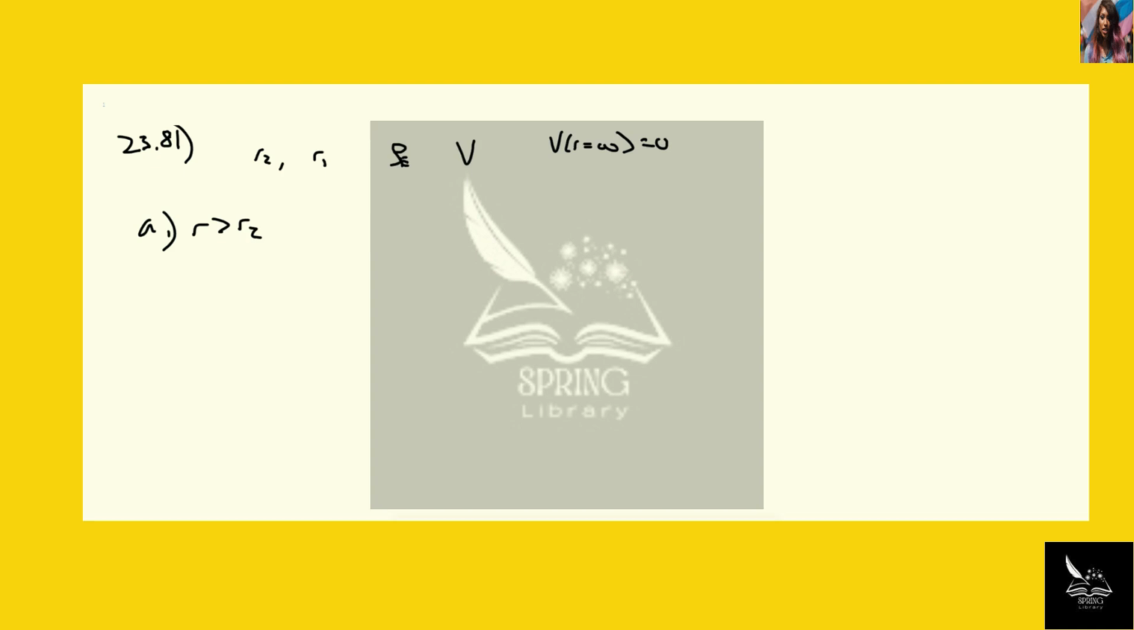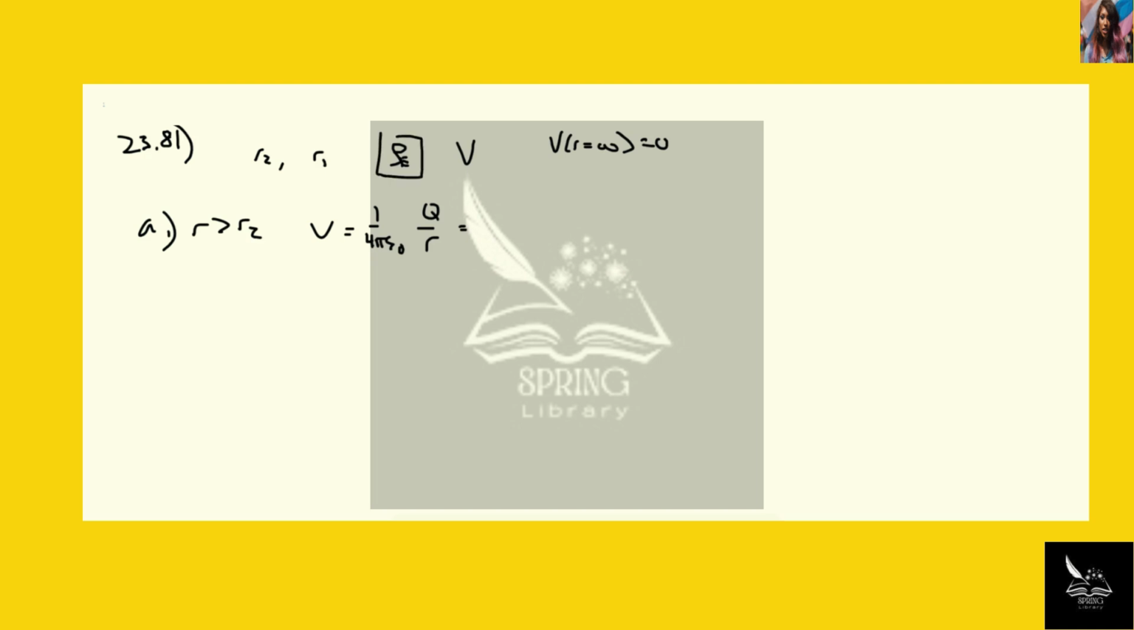Okay, so since we know that the potential is 0 at infinity, the potential outside of the shell follows that of a point charge. So we already know that this is given by 1 over 4 pi epsilon naught, total charge over R.